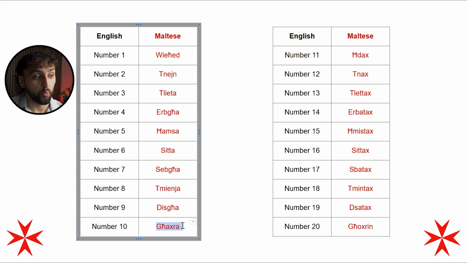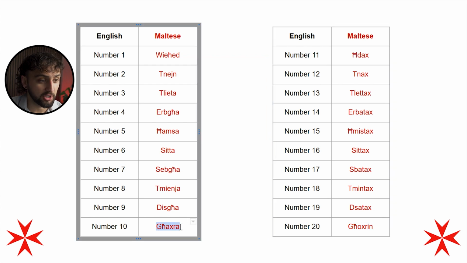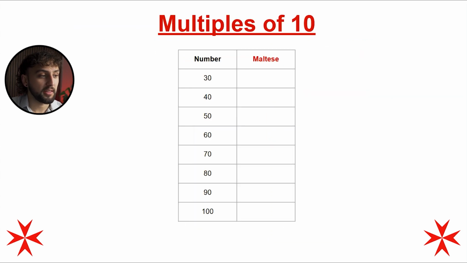And the reason why these two words sound and look so similar is because oshrin is literally just the plural of ashra. Now, before I tell you how to say the numbers 21, 22, 23, 24, etc., let me first go over the multiples of 10, as this will make understanding the rest much, much easier.